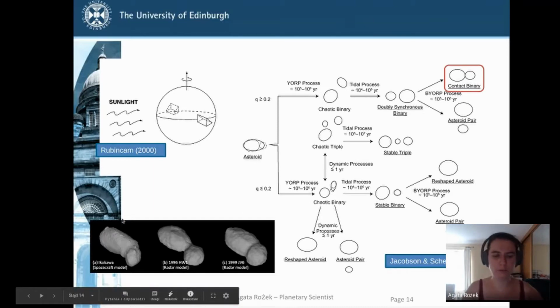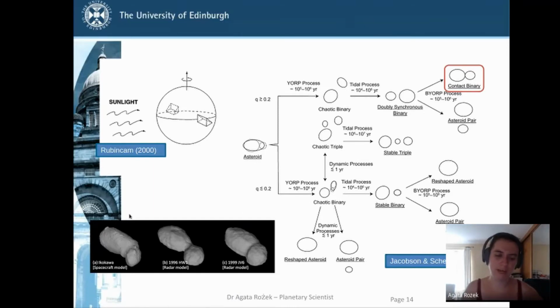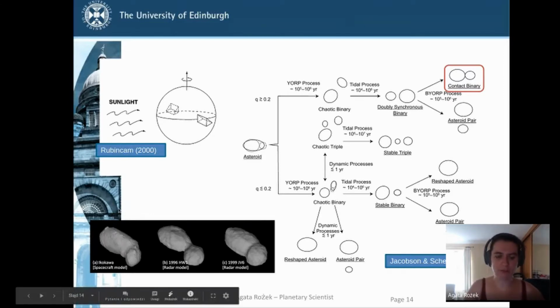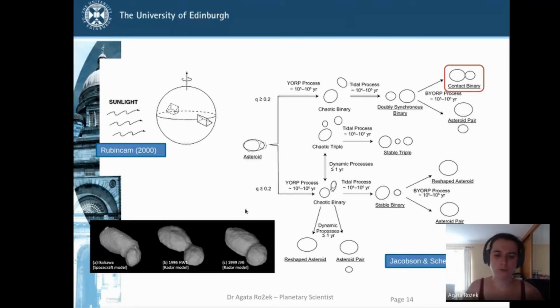One is observed with a spacecraft. The first Hayabusa mission visited asteroid Itokawa, and this is the shape model from the spacecraft. And then those 2 asteroids were observed with planetary radar from Earth. This is asteroid HW1 and asteroid JV6, which I worked on during my time at Kent.